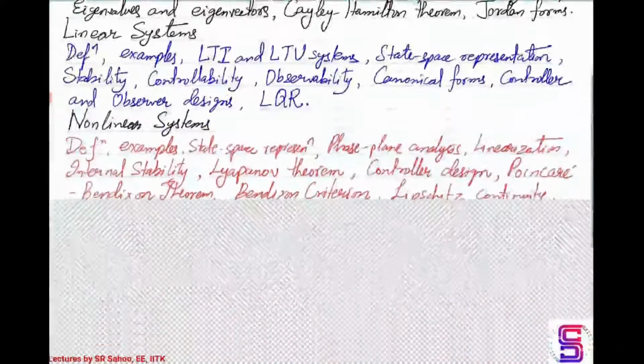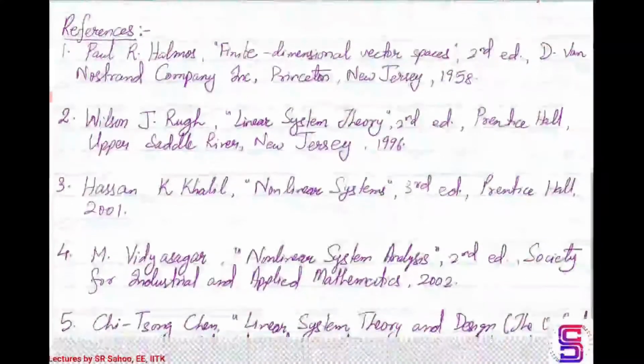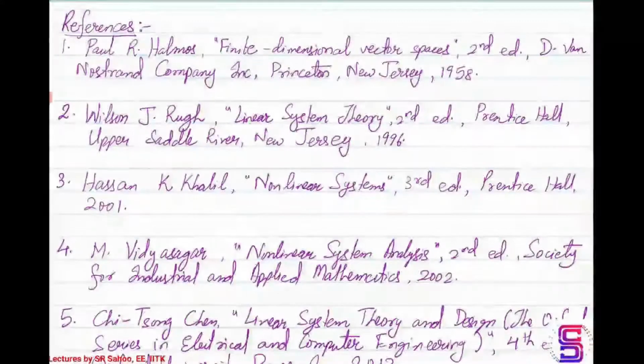For this course, I'll be using the following references, or referring to the following books. For the linear algebra part, I'll be referring to Finite Dimensional Vector Spaces by Paul R. Halmos. For the linear system part, I'll be referring to two books. One is Linear System Theory by Wilson J. Rugh, and another is Linear System Theory and Design by C.T. Chen.